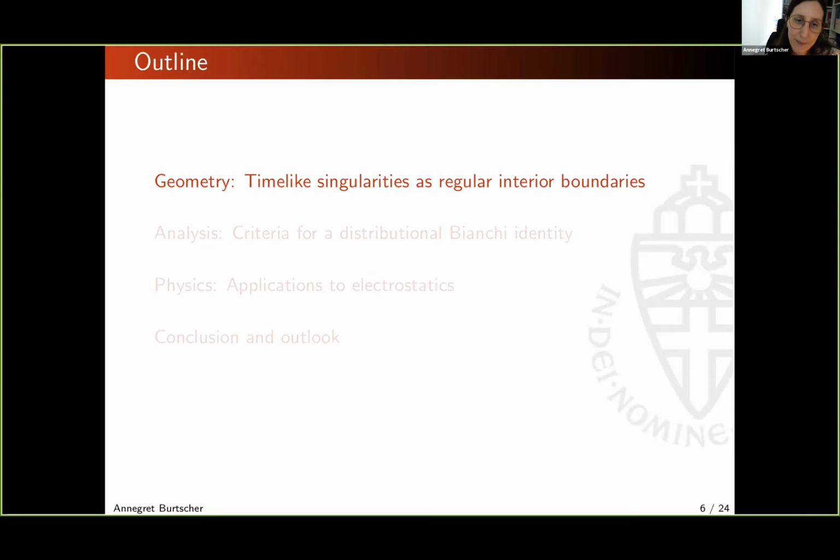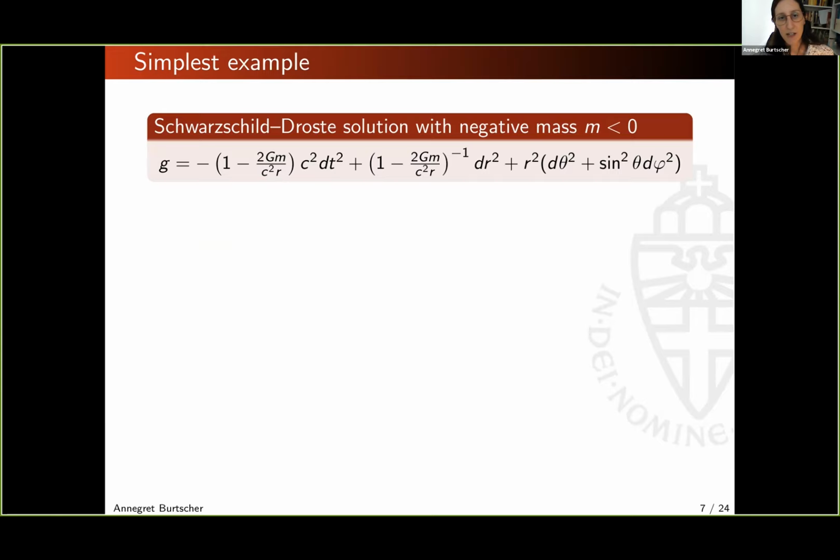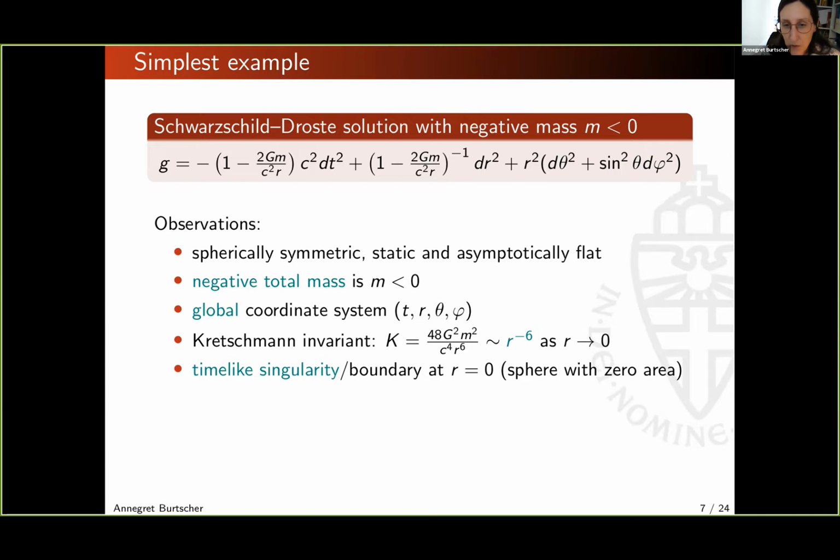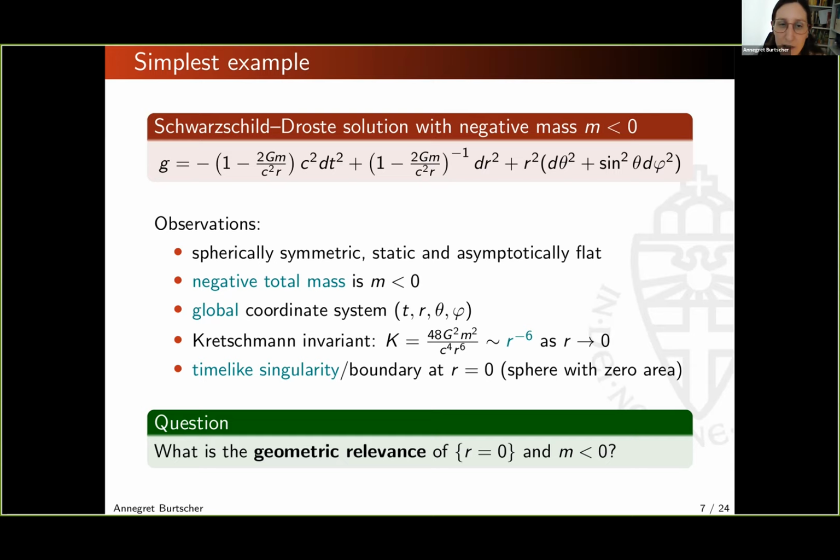Okay, so let's start with the geometry. The simplest example of a space-time with a time-like singularity you can view as a Schwarzschild solution with negative mass. It's a spherically symmetric, static and asymptotically flat space-time with a negative total mass, the constant m. In contrast to the black hole version, we actually have a global coordinate system. And similarly, we have a curvature blow up at the center, here it is r to the minus 6. And at r equals 0, we have a time-like singularity, which in a different context later we'll see is a cylinder with zero area sphere cross-sections. And so the question is, what is the geometric relevance of this negative mass Schwarzschild solution, and how can we use it for our approach?